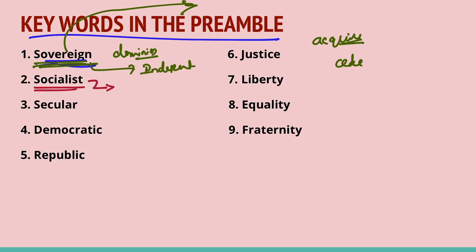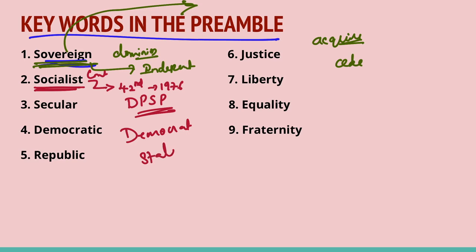Socialist. The term socialist was added in the preamble by the 42nd Amendment Act 1976. But before the term was added in our preamble, the Constitution had a socialist content in the form of directive principles of state policy. The Indian brand of socialism is a democratic socialism and it is not a communist socialism. We can also call this democratic socialism a state socialism.